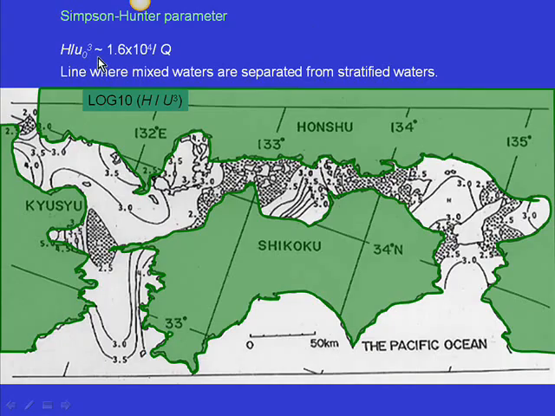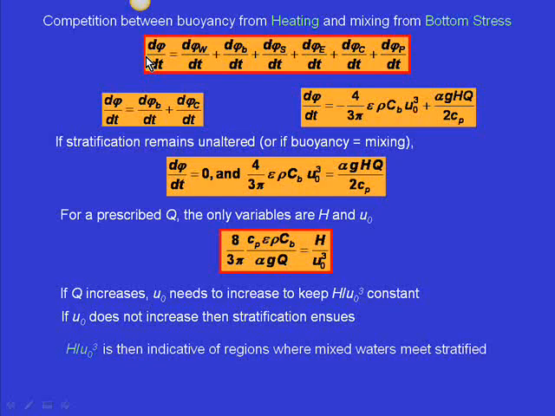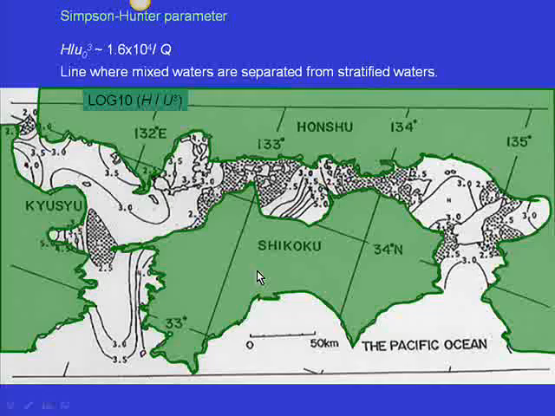So going back, when you multiply and divide all these coefficients, you get 1.6 times 10 to the 4th. So h over u cubed is 1.6 times 10 to the 4th divided by the heating rate.